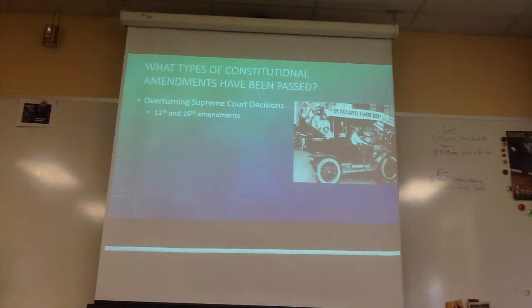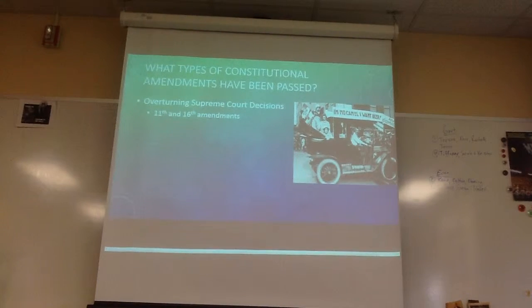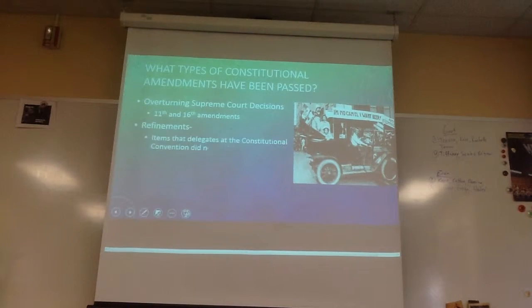The 11th Amendment overturned Chisholm versus Georgia, which expanded federal courts' power and jurisdiction over state courts. This enforced the idea that federal courts have limited jurisdiction, and that took place in 1793. And then the 16th Amendment overturned Pollock versus Farmers Loan and Trust Company in 1895, which barred Congress from levying an income tax.